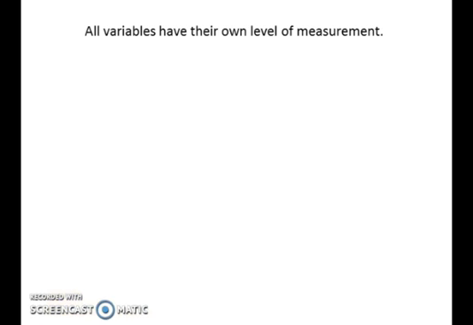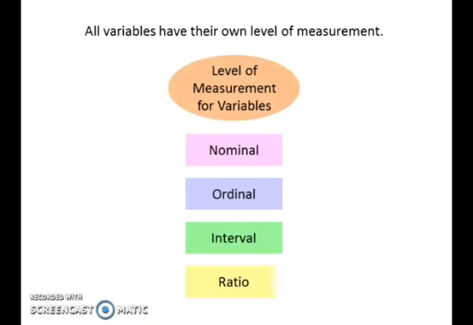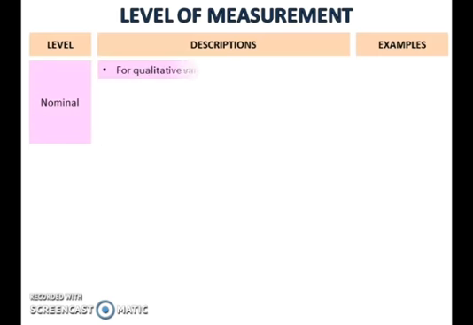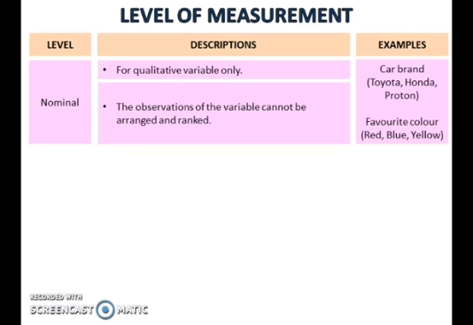All variables have their own level of measurement. A measurement of a variable could be nominal, ordinal, interval, or ratio. Nominal is for a qualitative variable only. It is for variable about which the observation cannot be arranged and ranked.